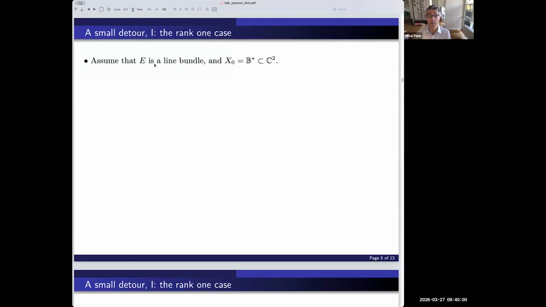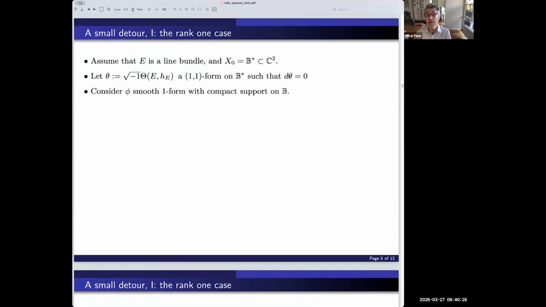Let's say that we have a line bundle over the punctured ball in C^2. So it's the simplest case that you can imagine. Now, in this case of rank 1, the curvature is simply a (1,1)-form. So we have theta, the curvature form on the punctured ball. Now it has the good taste of being closed. And then moreover, we know that it is L2, right?